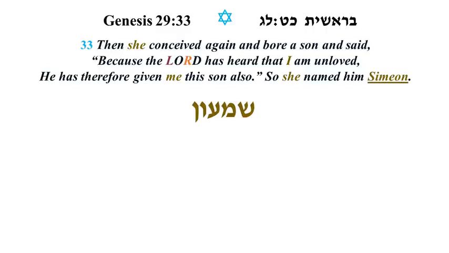So she named him Shimeon, which in Christian churches we call Simeon. But notice it's a Shin, Mem, Ayin, Vav, Nun. And Shimeon means hearing. Okay? And what did the verse say? Because Yahweh has heard that I am unloved, he's given me this son also, and she named him Simeon, hearing. Very nice. You're going to see that again soon.